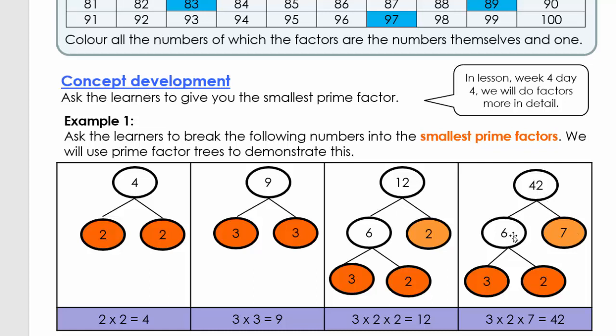I can break the 6 down into 3 and 2. And the 7 is already a prime number. So the prime factors for 42 are then 3 times 2 times 7.